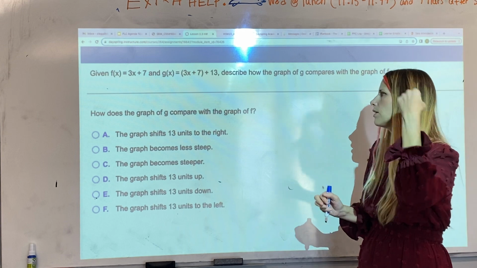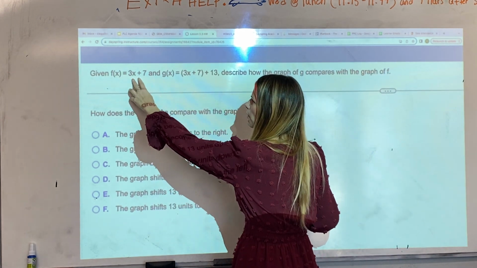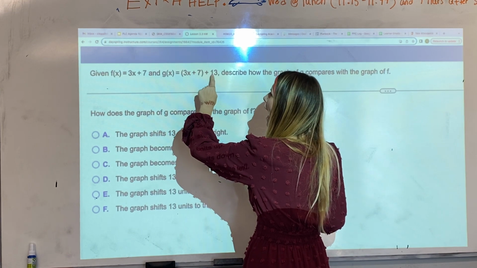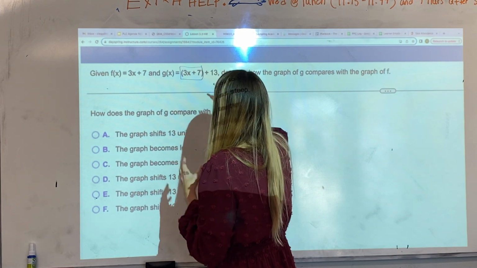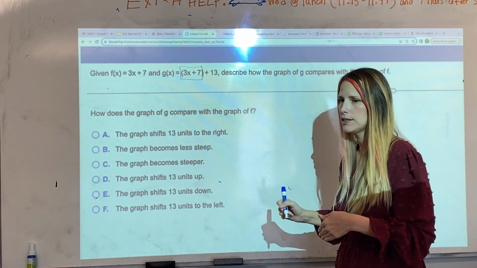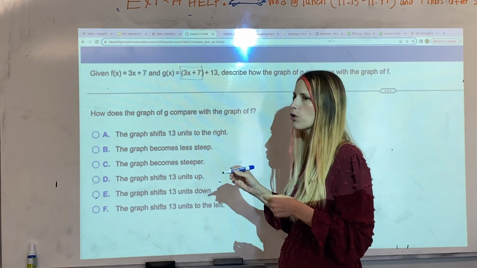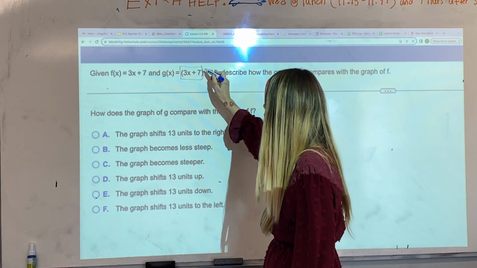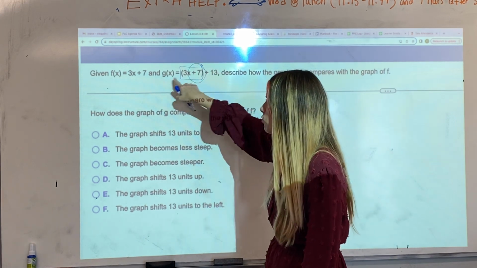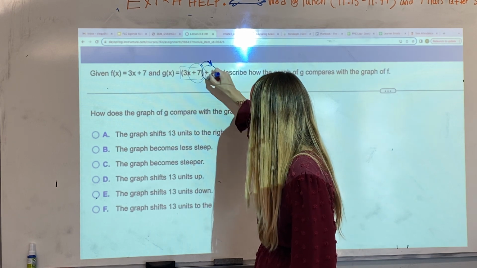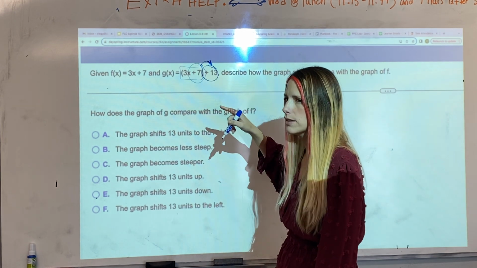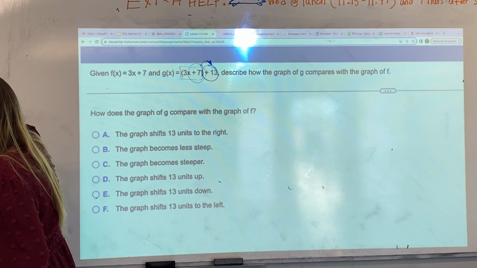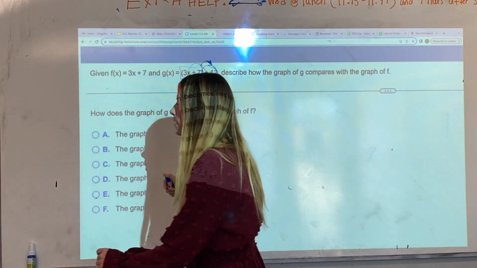Similar. Yeah. Because we have f of x is 3x plus 7, and then we have g of x is 3x plus 7, but 13 is being added to this whole thing, which means it's being added to the output. And when it's added to the output, it's changing the y-intercept, because you really are doing 7, which is the original y-intercept, plus 13. So it's going from 7, which would be 1, 2, 3, 4, 5, 6, 7. When you add 13, it's shifting what?